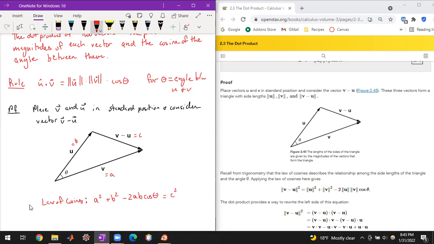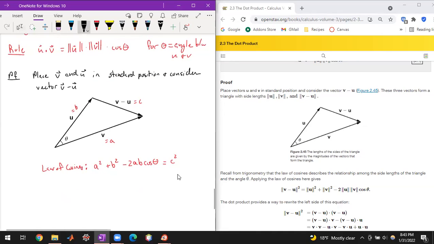So this is a little bit of where the Pythagorean theorem comes from, because when we have the Pythagorean theorem, we're discussing a right triangle, and cosine of a right angle is 0. So this term would cancel out, giving us a squared plus b squared equals c squared. So there's just a variation of it based on having a different angle. So we're going to use this to prove this relationship between the dot product and these angles. So let's give it a shot.